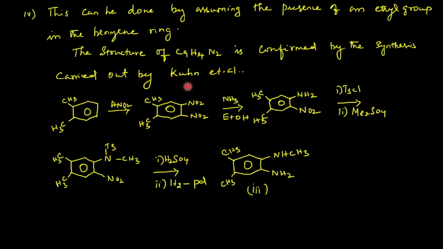We can confirm the structure of the compound 3 through the synthesis. We are taking this dimethyl benzene, which on treatment with nitric acid yields this compound, which on treatment with ethanolic ammonia yields this compound. This on treatment with tosyl chloride and dimethyl sulfate yields this compound. This on acidification followed by reduction with hydrogen and the metal palladium yields the compound 3. Therefore, the structure of compound 3 is this.